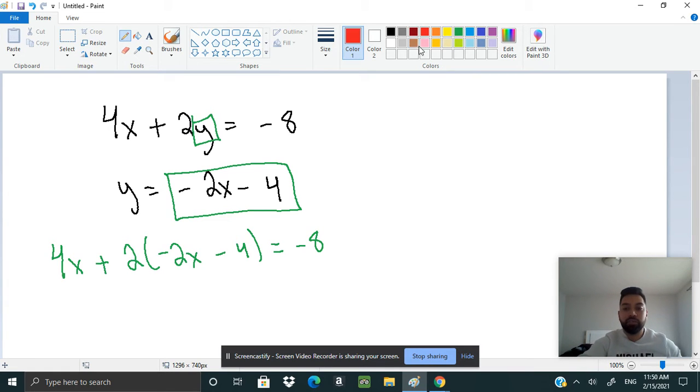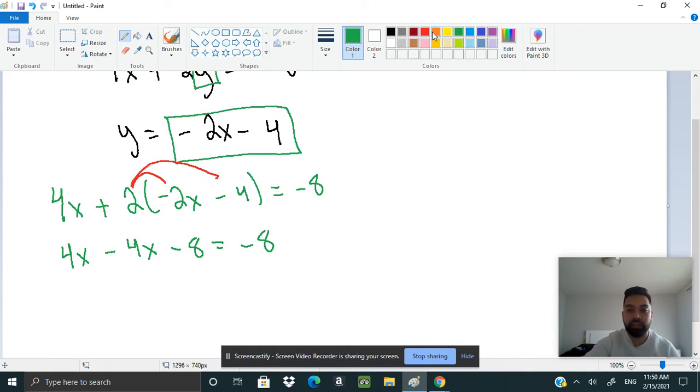Okay, we got some distribution going on here that we can use to simplify this equation. So that's the next step. 2 times -2x and 2 times -4. So let's start rewriting that now. Okay, here we go. 4x minus 4x, because 2 times -2x gives me the -4x. And then 2 times -4 is -8, and that equals -8.